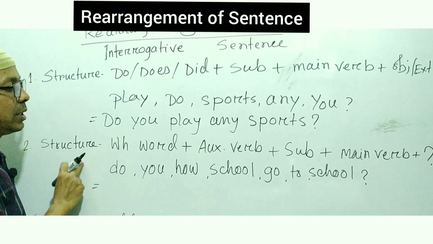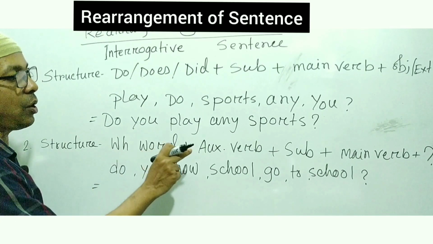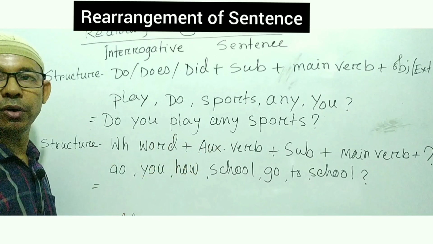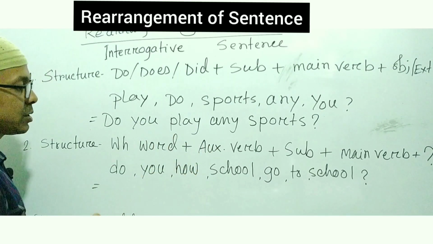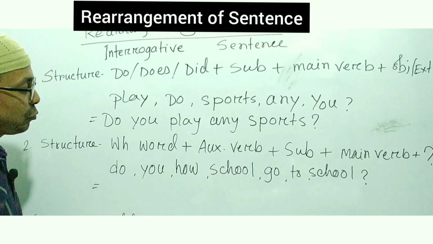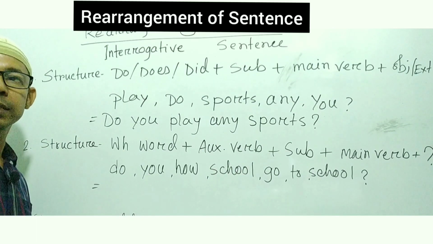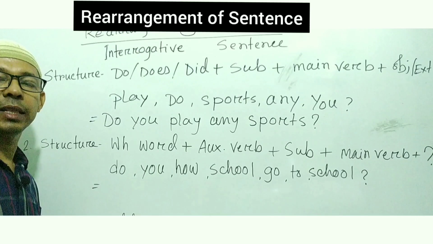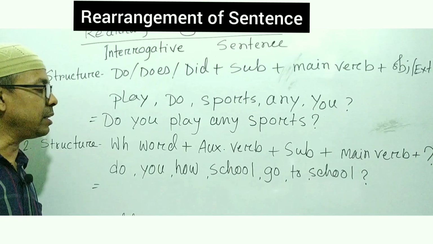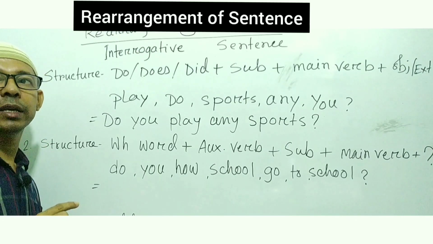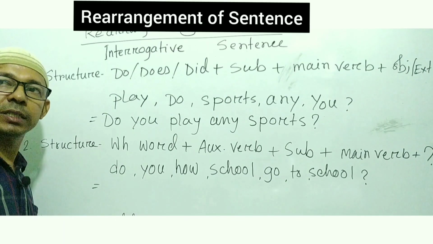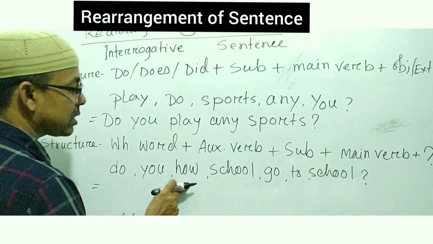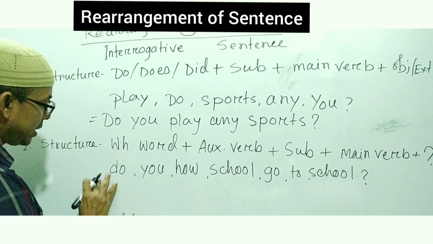Structure number 2: at first the WH word, auxiliary verb, subject, main verb. So here you can see, if there is any WH word in the sentence, then you have to think that the sentence will start with the WH word. So here you can see how. So write at first how.